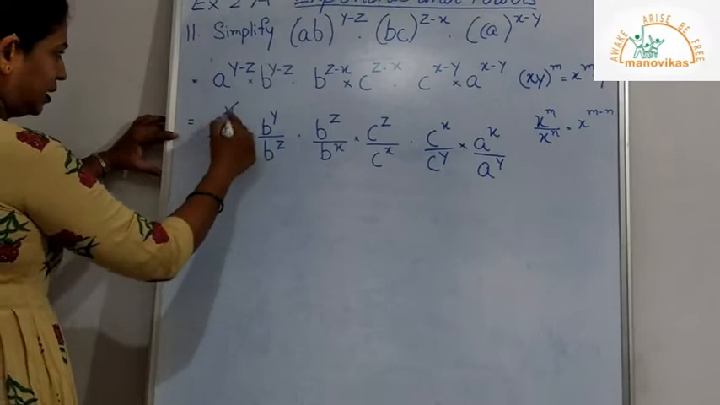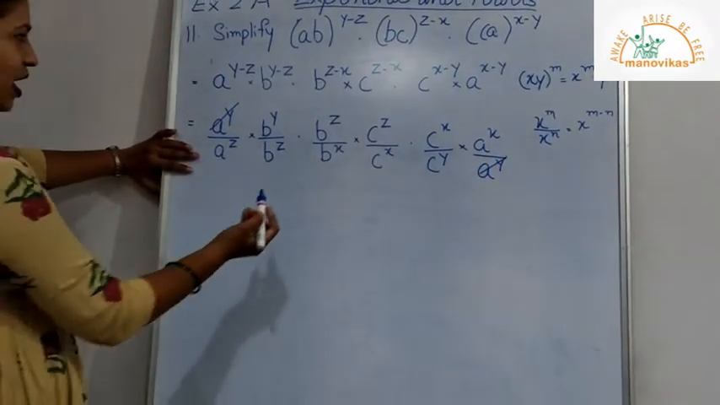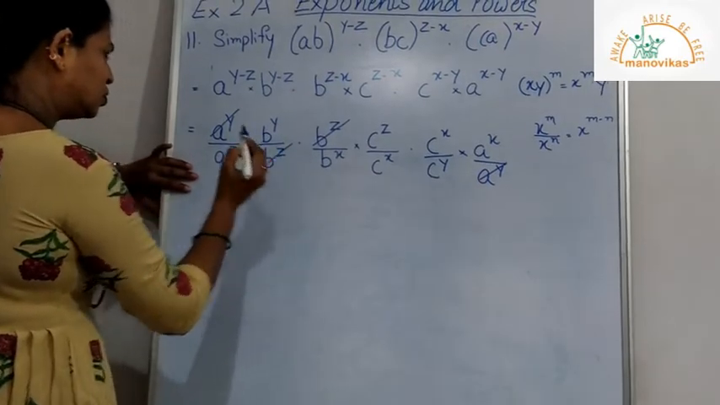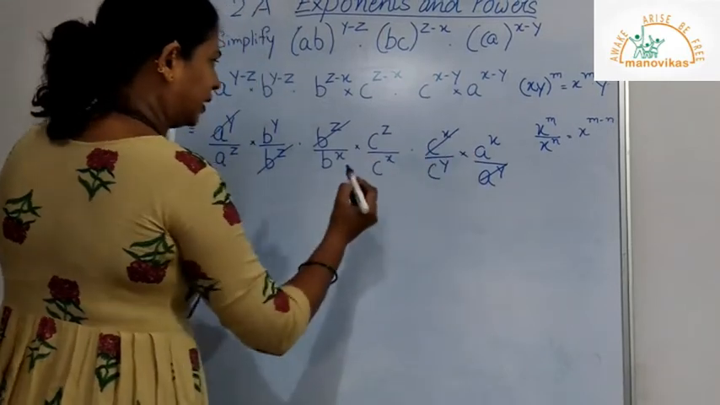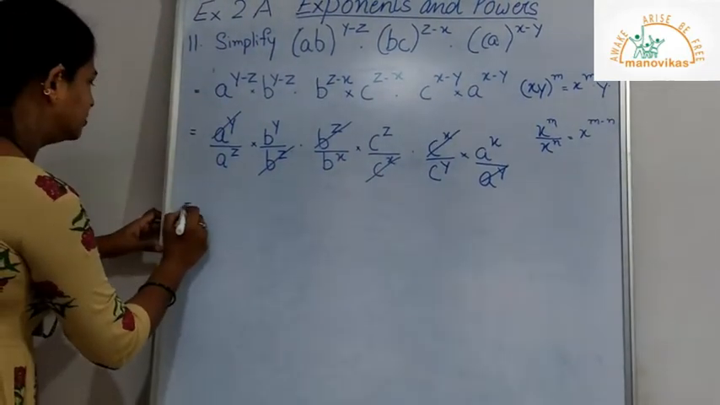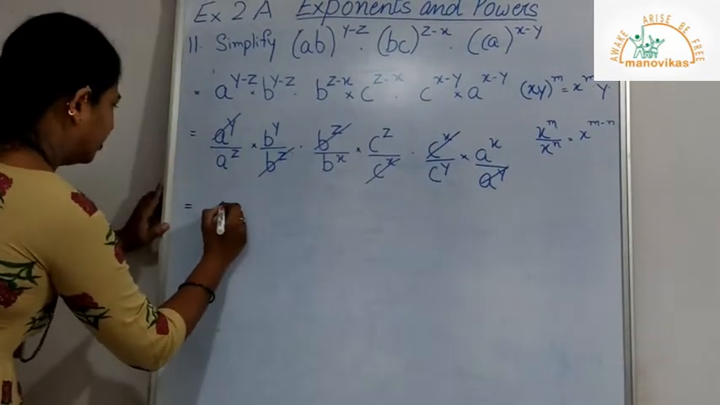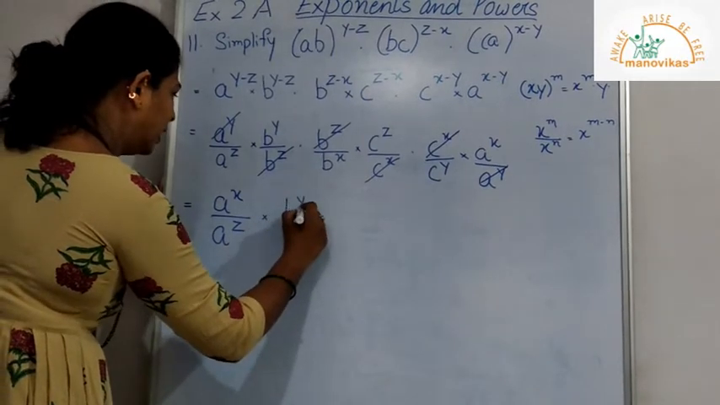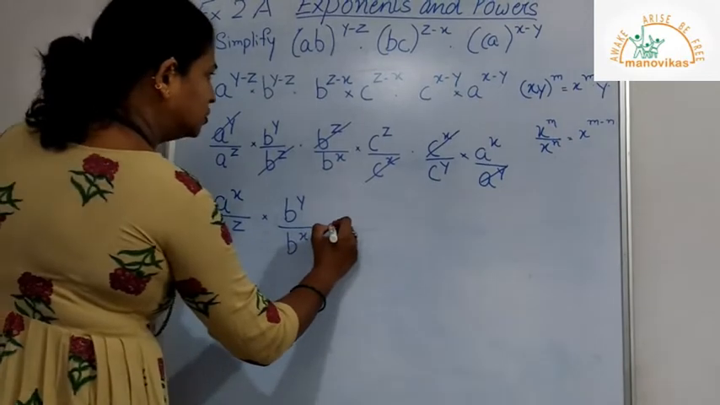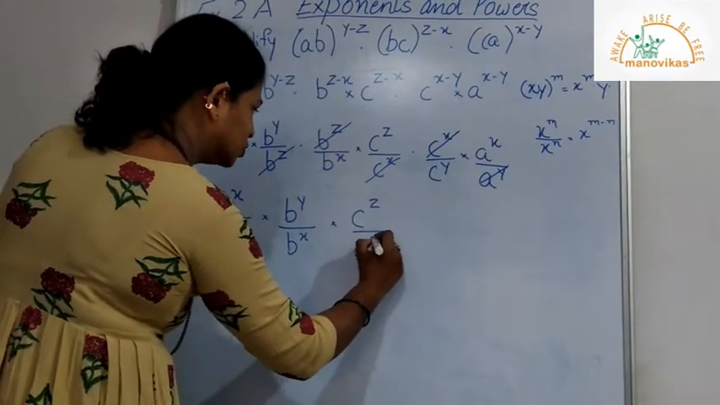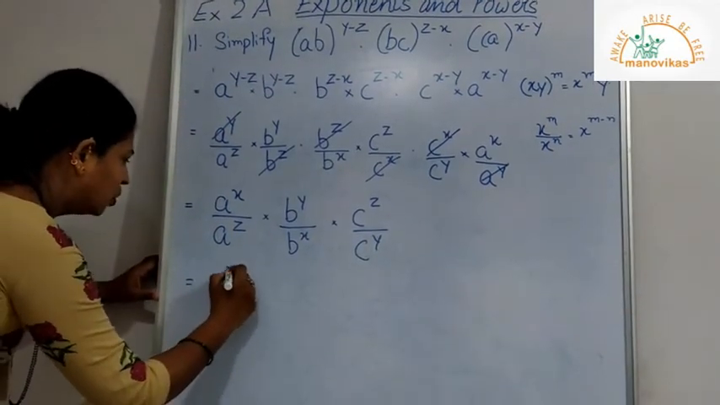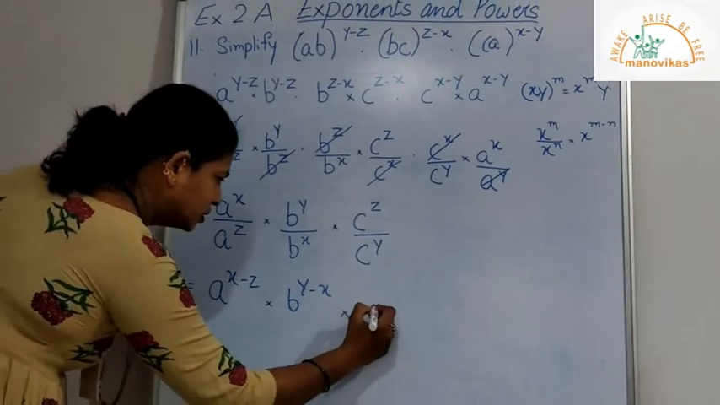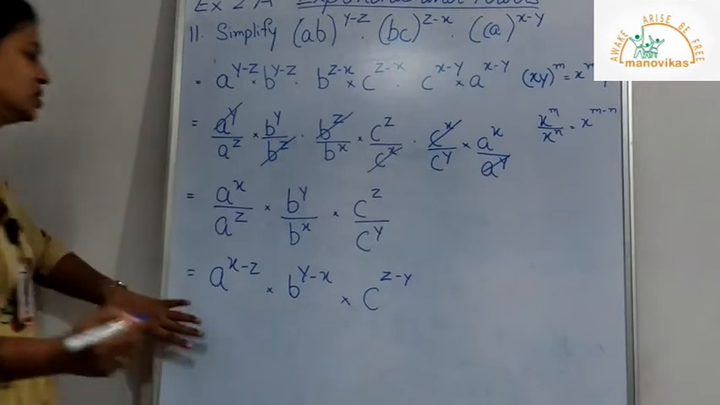Now we have a^y, a^y, then again here b^z, here again b^z, and here c^x and c^x. Now the remaining terms we can write as a^x divided by a^z into b^y divided by b^x into c^z divided by c^y. We can write this in the form a^(x-z) into b^(y-x) into c^(z-y). So this is our final answer.